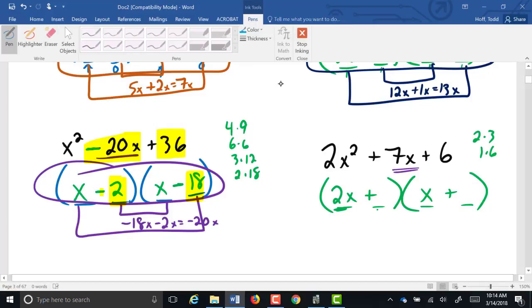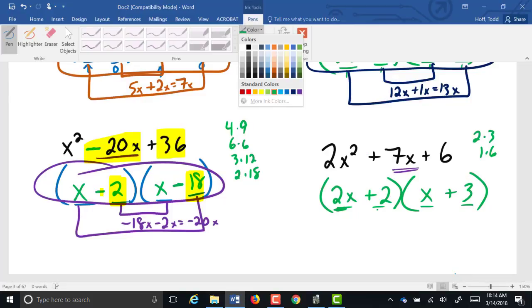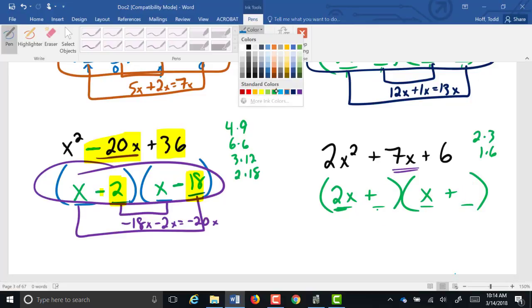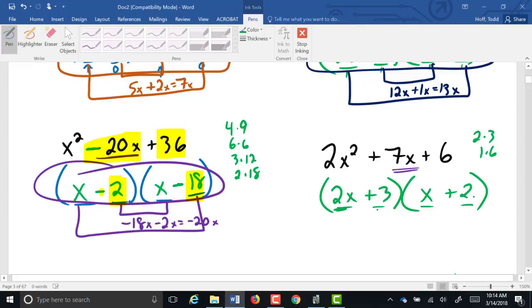So we're back to the 2 and the 3. So let's do 2 and 3. On the outside, 2x times 3, 6x. Inside, 2 times x, 2x, that equals 8x. That's not what we want. Does that mean the 2 and the 3 don't work? No, it means we have to switch their order. Try the 3 here and the 2 there.